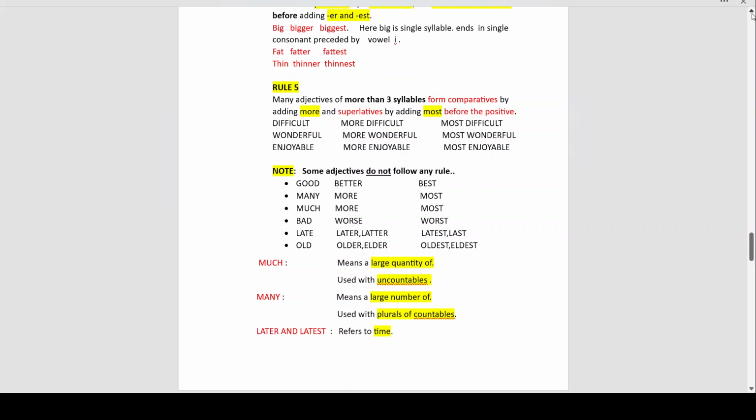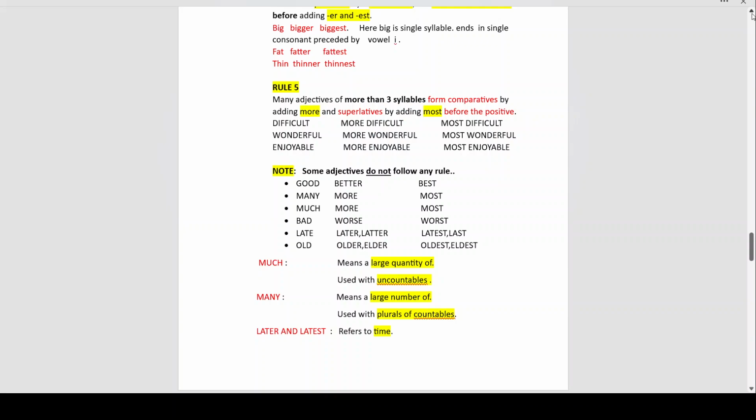Now, in such cases where the positive has got 3 syllables, what happens to the comparative? We add the word more before the positive for comparative, and for superlative we add the word most before the positive. So difficult, comparative is more difficult, superlative is most difficult. Wonderful, more wonderful, most wonderful. Enjoyable, more enjoyable, most enjoyable. Please keep in mind what we have to do with 1 syllable and what we have to do with 3 syllables. It is very easy once you understand the rules.